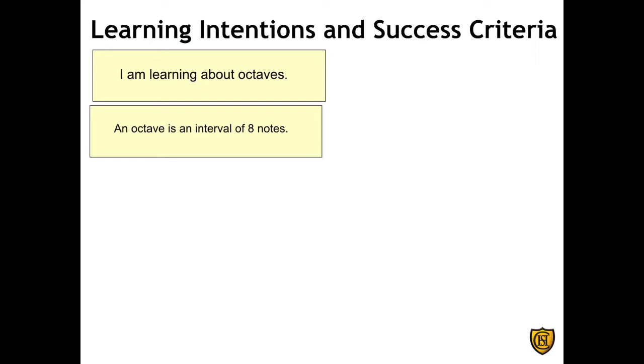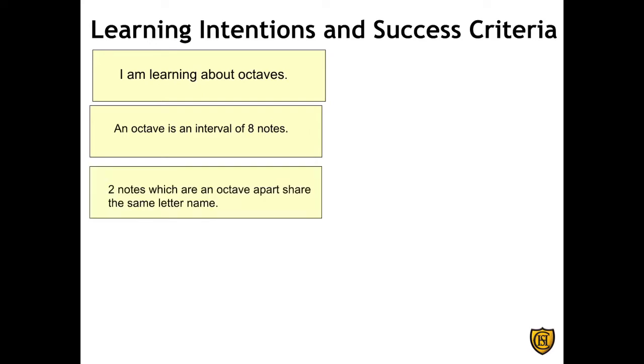Because we only use 7 letters in music before going back to A, two notes which are an octave apart share the same letter name. While they have the same letter name, both notes will be different in pitch, with one sounding lower and the other being higher.